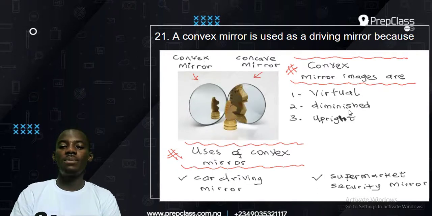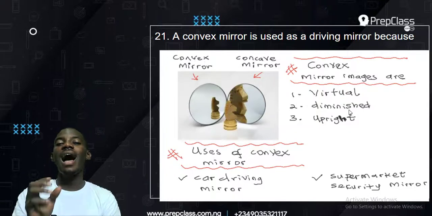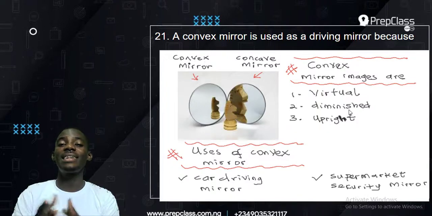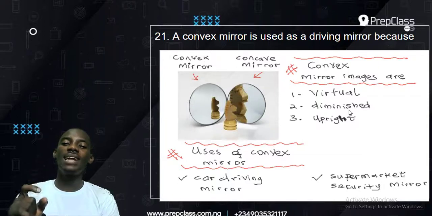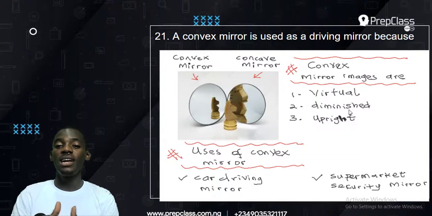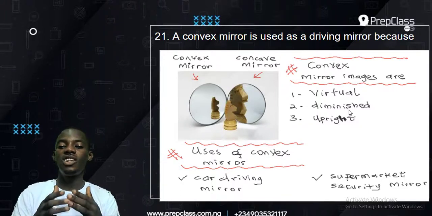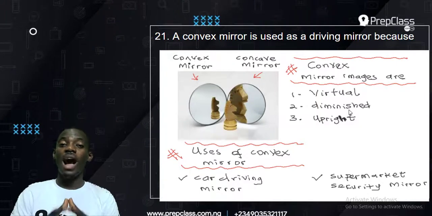That's why when you are driving and you look at the side mirror of your car, you will see that something is written on the mirror that the images you are seeing are bigger than what you are seeing. That means they are diminished. You are seeing the car behind, but it appears smaller than it is. It will appear farther than the way it really is. It is because it is diminished. It looks smaller, but actually it's not smaller. It is bigger than the way it appears on the mirror. So a convex mirror makes images diminished, virtual, and upright.